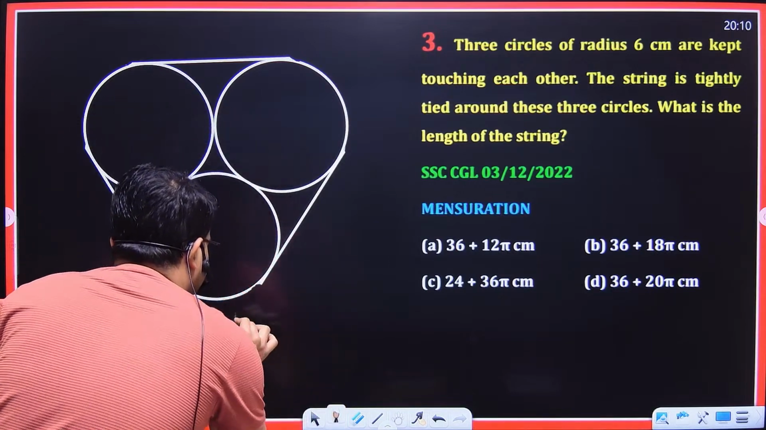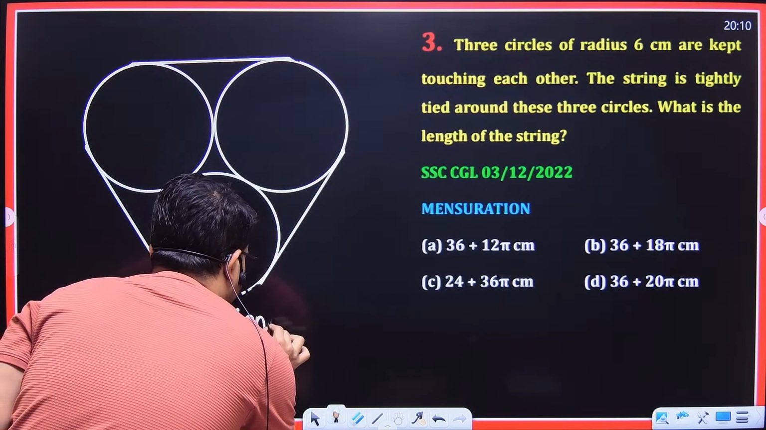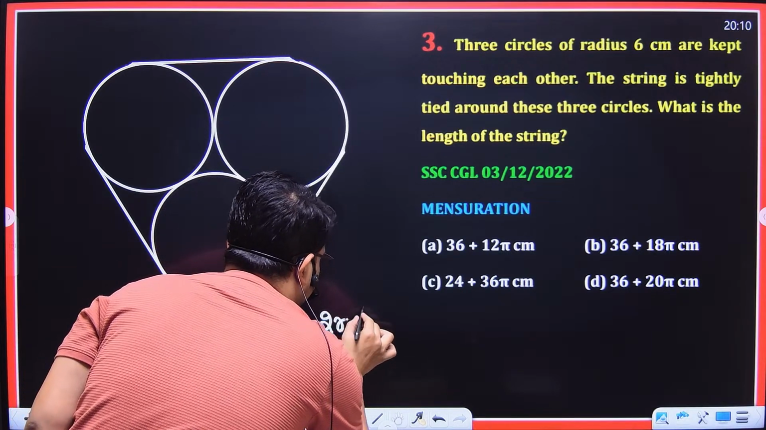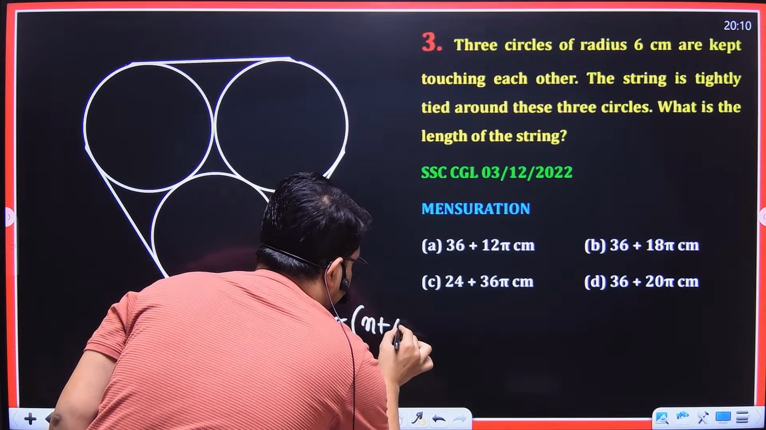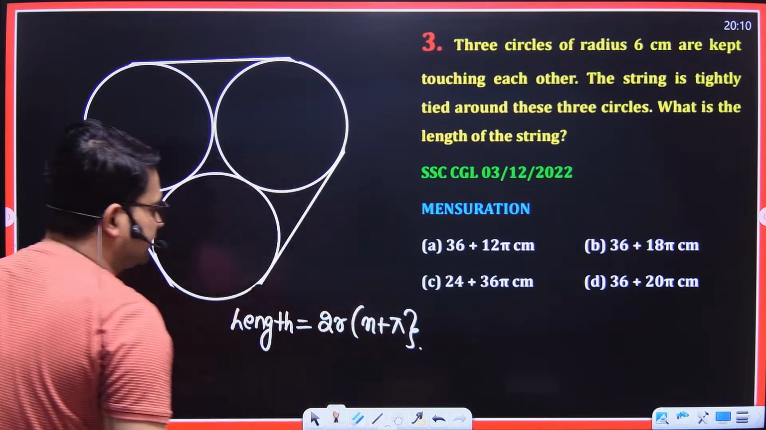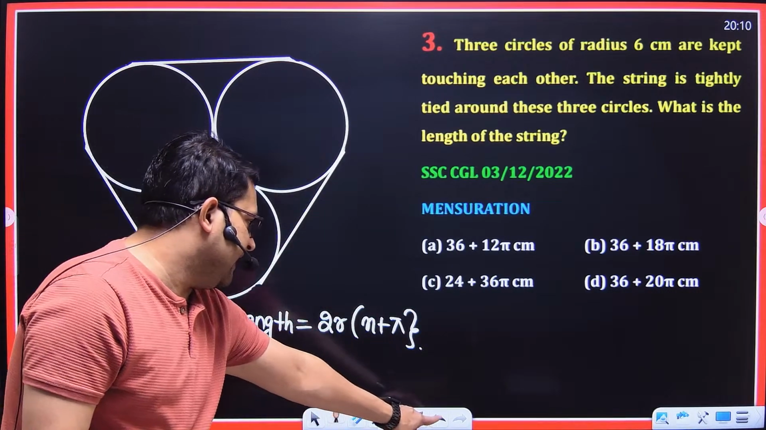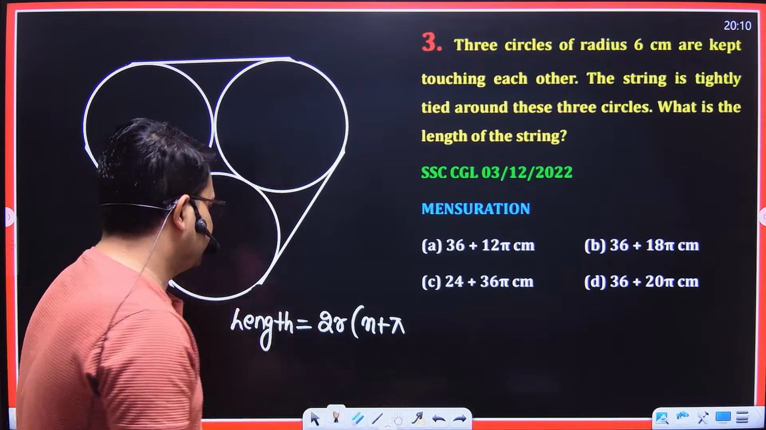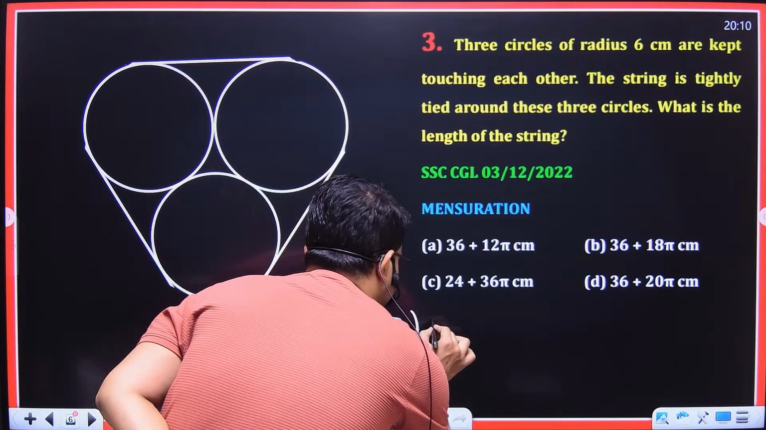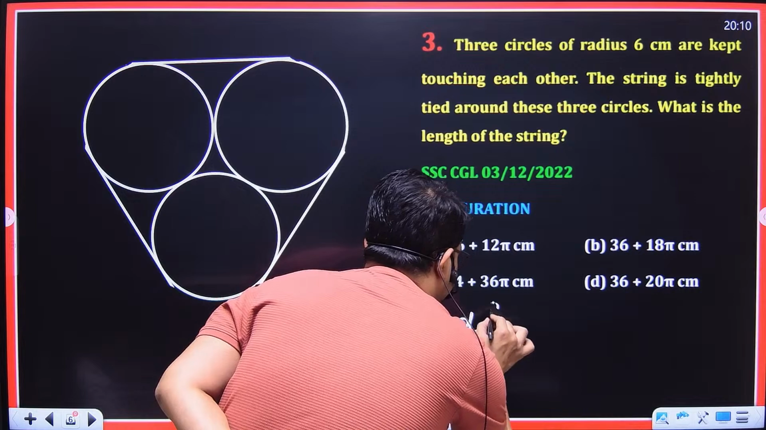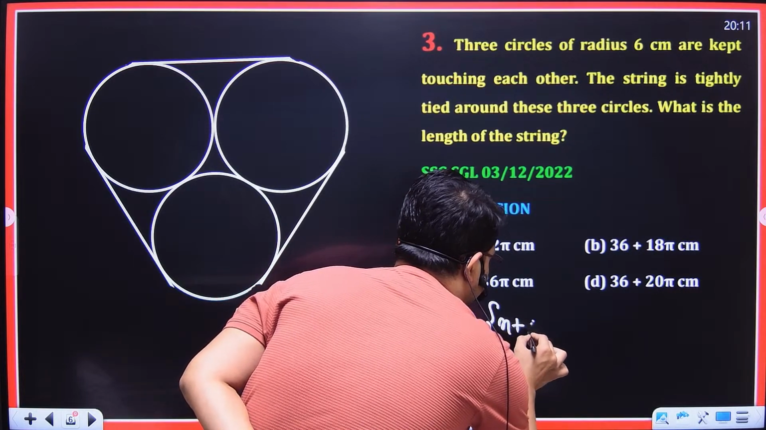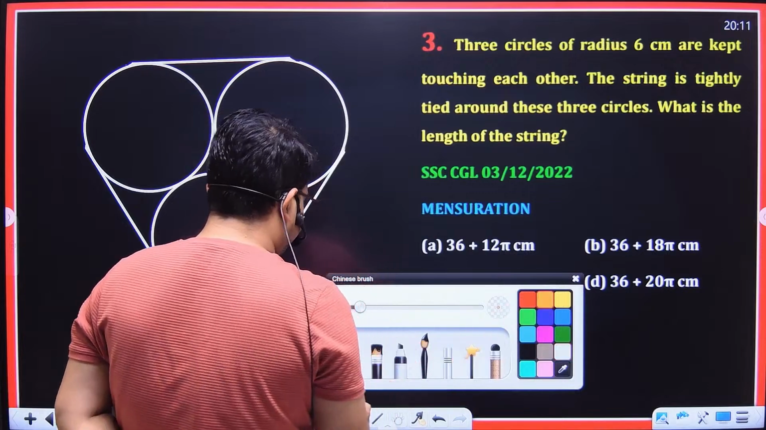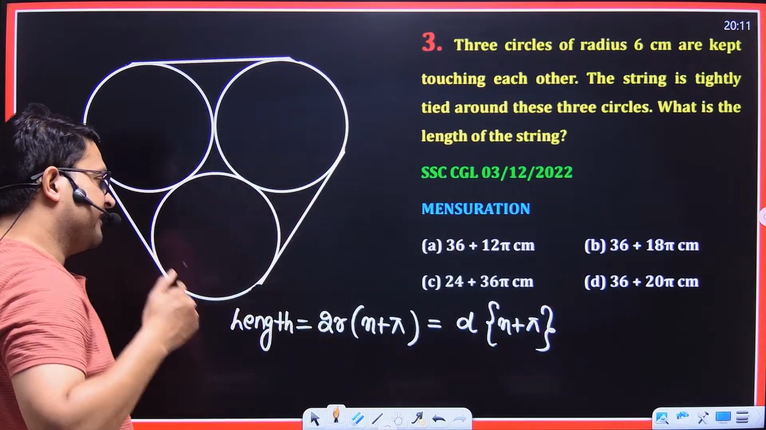length is equal to 2r times n plus pi. This one is the length of the string. And what is n here? n is the number of circles and 2r is the diameter. So we can write it as d, n plus pi. This one is the general formula. We will prove it when we teach it in our classes.